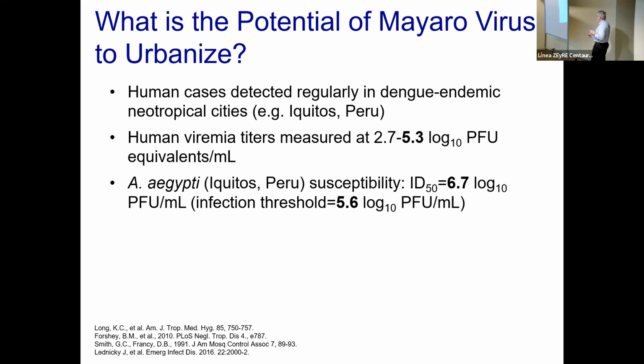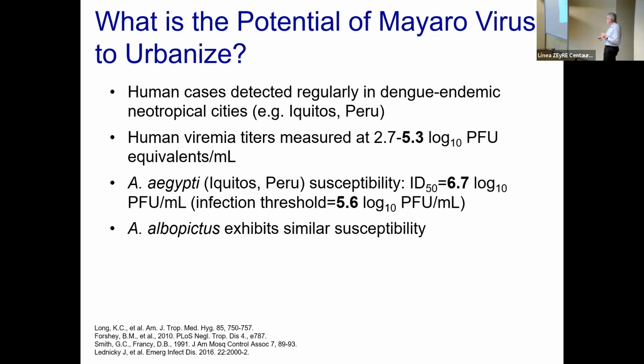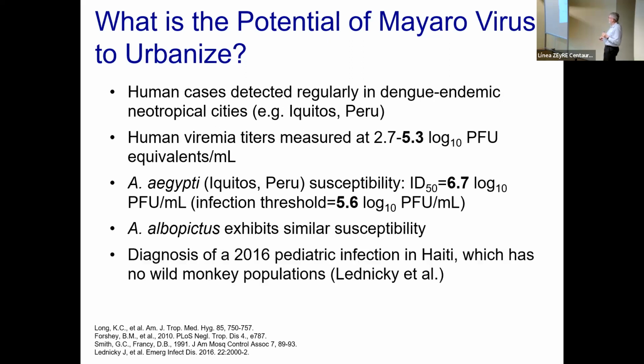But she also took these titers that she had measured and did traditional vector competence studies, where she provided Aedes aegypti from Iquitos with a range of blood meal titers and determined the threshold titer, the minimum titer to infect any mosquitoes, and the 50% infectious dose titer, which she found to be about 6.7 logs. So this is quite a bit higher than 5.3, and this may explain why we haven't seen urban Mayaro yet. If the viremia titers are not high enough to meet at least the threshold for infection of Aedes aegypti, the virus just isn't going to have a high enough R sub naught value to reproduce efficiently. And she did similar studies with Aedes albopictus with similar results.